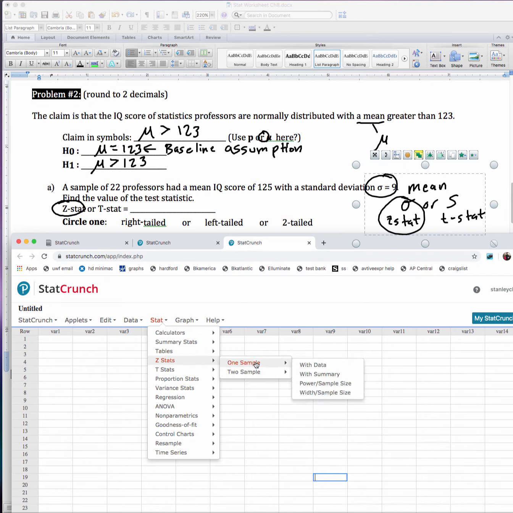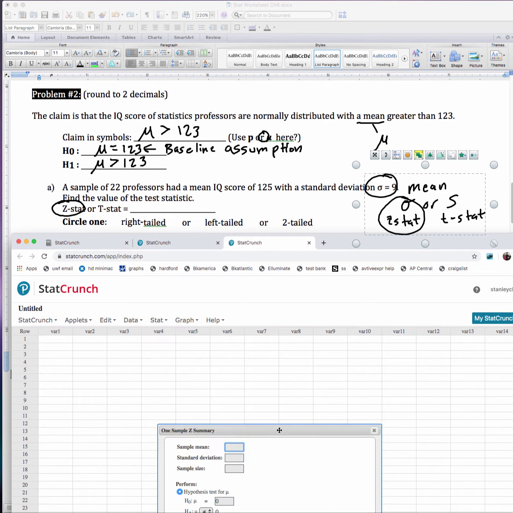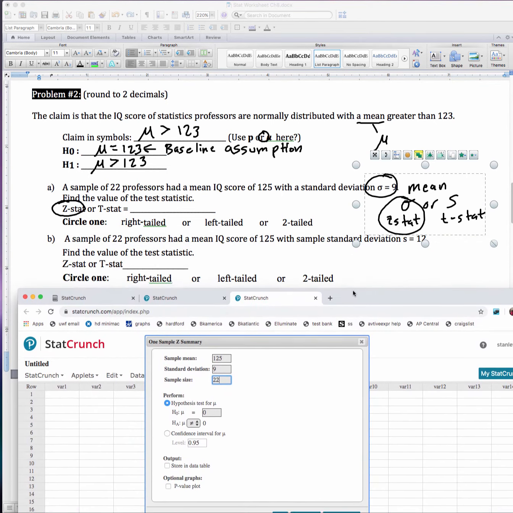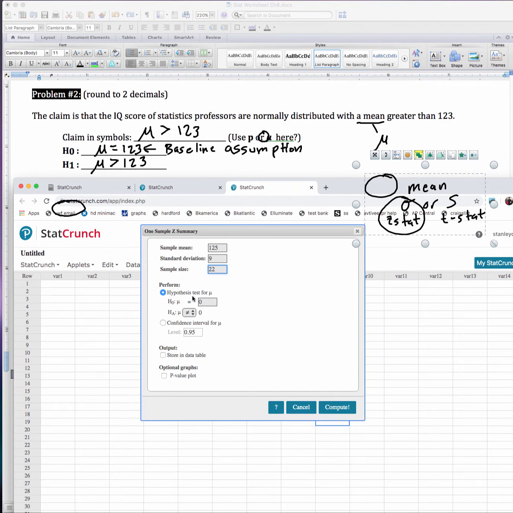It's a Z-stat. It's one sample because I only took one group of 22 professors. Summary, because we don't have the actual scores. The mean is 125. Standard deviation 9. It's right here. Now this part needs to match this part, so this needs to be equal to 123, and I need to change this sign to a greater than. Then we hit compute, and we're just looking for a z-score.